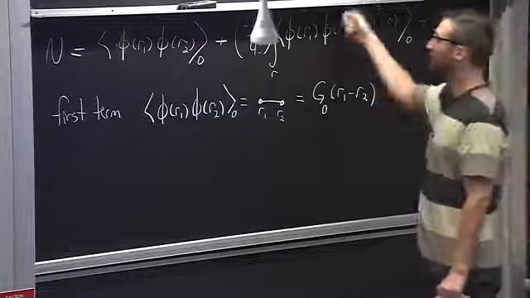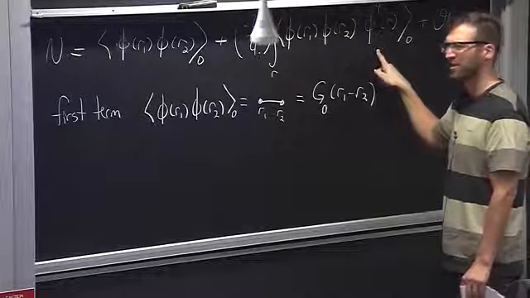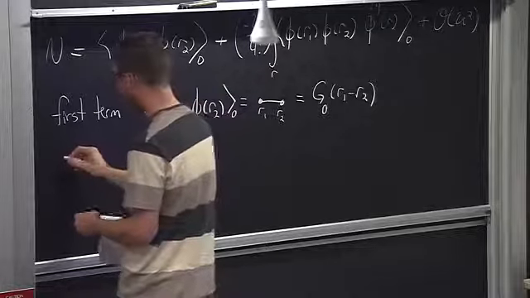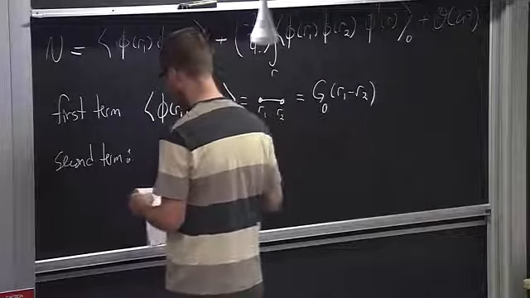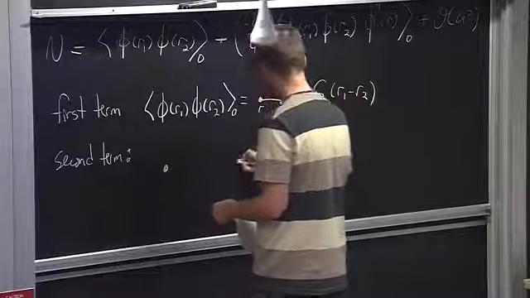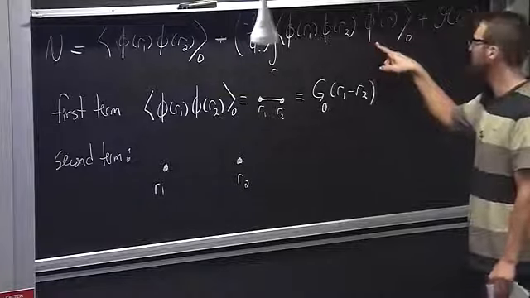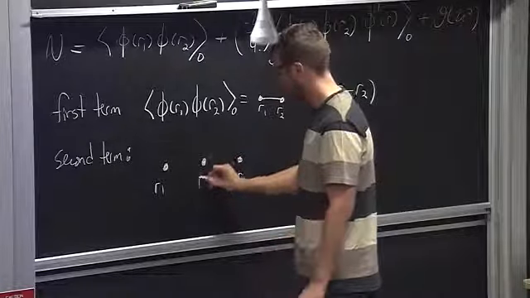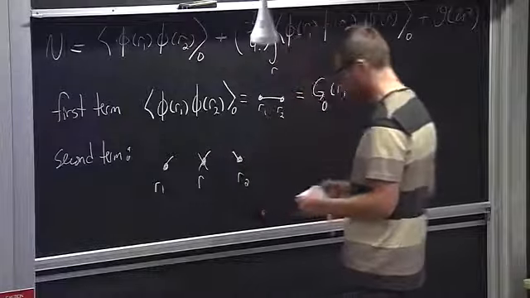Now, for the second term, I have a different type of diagram than I've seen before. Actually, no, it's not that different. It has some disconnected pieces, but let's write it out. So I have one field at R1, one field at R2, and four fields at R. Put it in the middle. So I have one coming in here, four coming out here, and one coming out there.